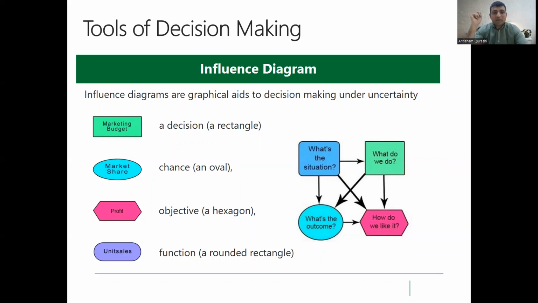So the end goal is profit. What is it, and also, is it promising? How does it look, how much profit would you be able to make? And the rounded triangle is the unit sales.